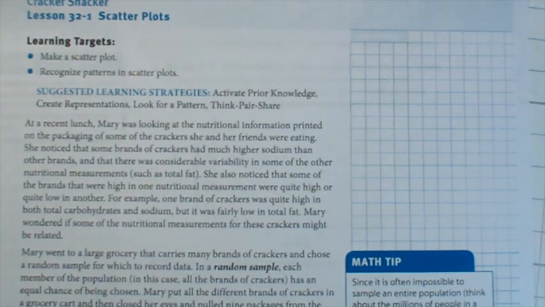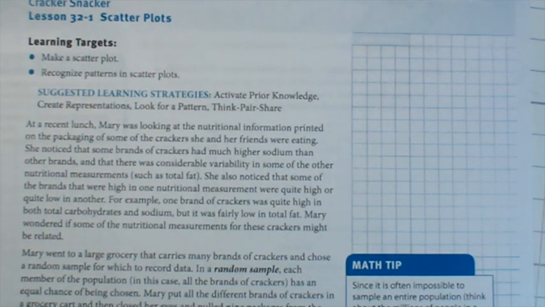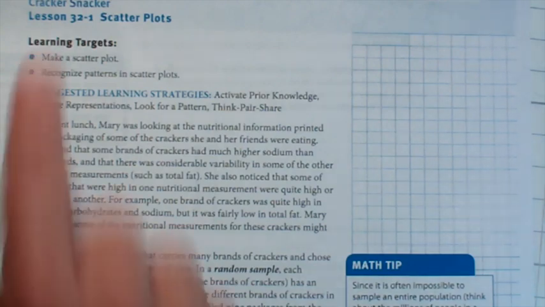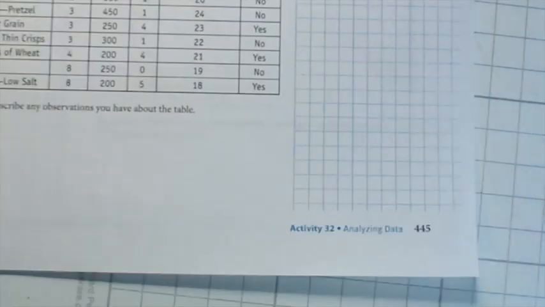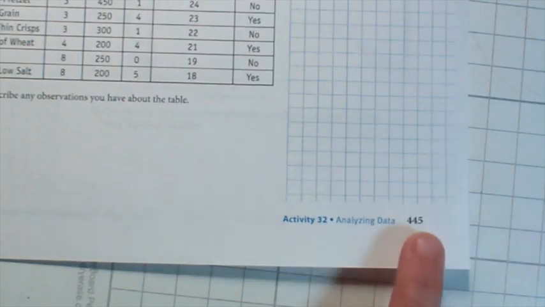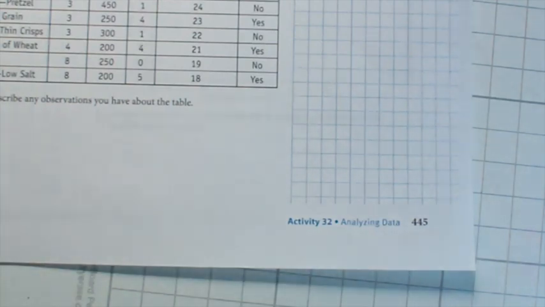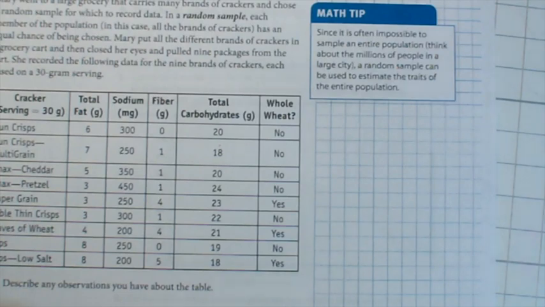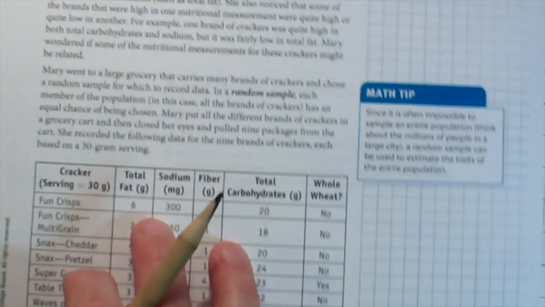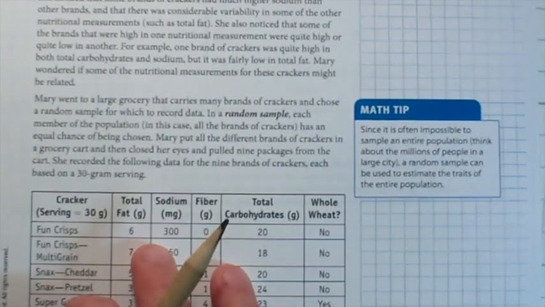Alright everybody, today we're going to be doing lesson 32-1, Scatterplots, in your textbook. It's on page 445. Please get out your textbook, take some notes in there while we're working. Today we're going to be talking about scatterplots. And to do it, we're going to find a statistical sample.